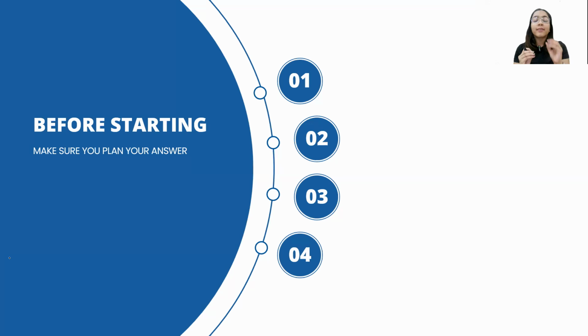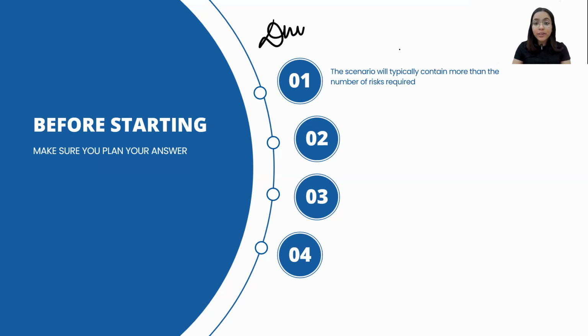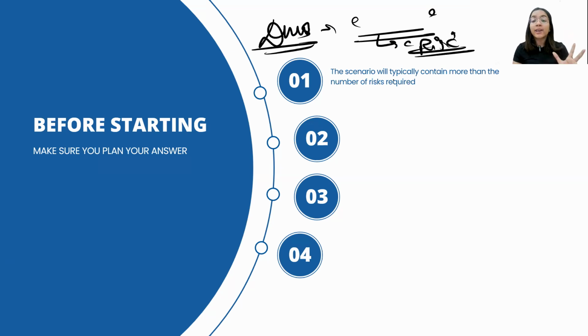Before you start your answer, make sure that you plan your answer well. How do you plan it? Please, guys, I get a lot of DMs saying, ma'am, I was not able to complete the question because the question did not have enough risks. So the examiner has clearly told us that if 8 risks were asked in the question, there will be a bare minimum of 10. So the scenario will definitely have more risks than what is actually asked for identification. If you are not able to identify them, then you really need to brush up your skills.